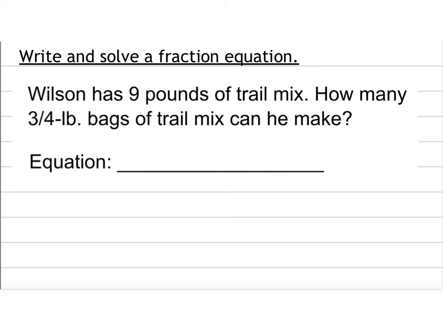How many 3/4 pound bags of trail mix can he make? So we have 3/4 pound bags. We want to know how many bags, and we have 9 pounds total. So 3/4 B equals 9. So let's rewrite it here, because 3/4 of each pound that we have is going to make a bag. And I have 9 pounds, so I want to know how many bags.